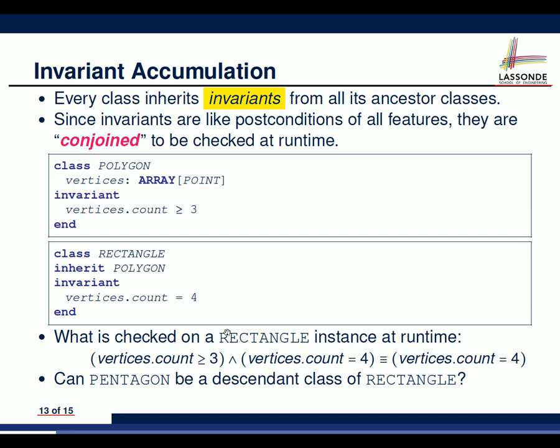If I do have a pentagon that's inherited from rectangle, how can I define the invariance for that? If I say pentagon is a class where the invariance is vertices count is equal to 5, now it's going to accumulate all the invariance from its parent class as well, which is rectangle. So now you want to say vertices count equals 4 and vertices count equals 5. What would that be? False. It cannot be equal to 2 values at the same time, right? So that is how you judge to see it's not appropriate. Okay, better?